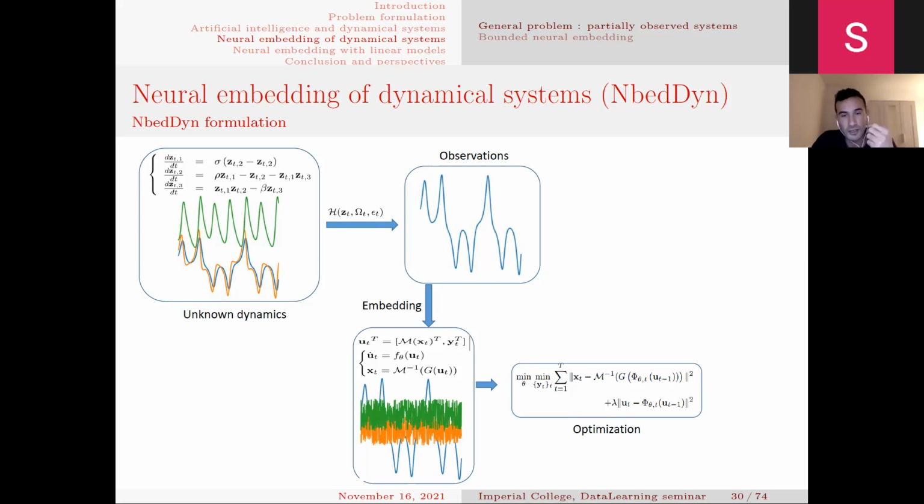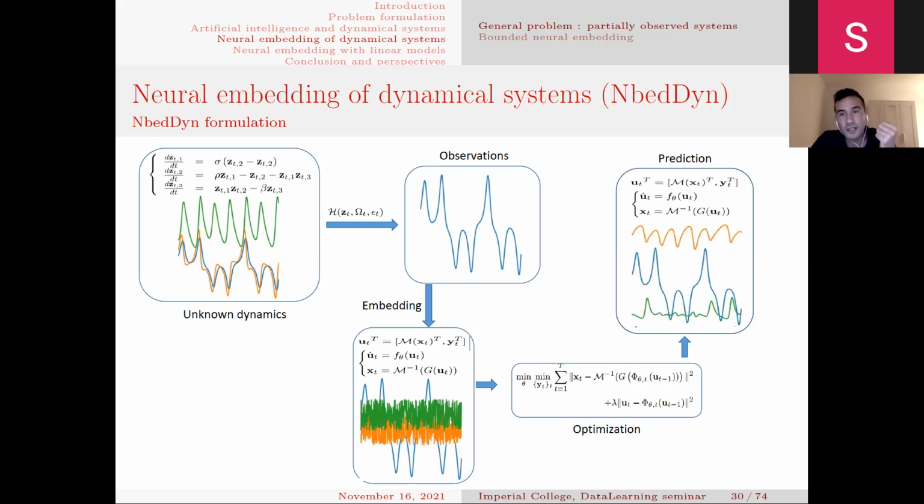So after optimization is finished, what we end up with is a geometric reconstruction of the phase space. So pretty much what Takens delay embedding does, but we also end up with a dynamical system, F theta, so neural ODE model that can be used to forecast the observations.